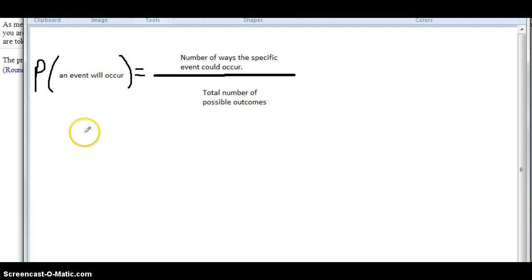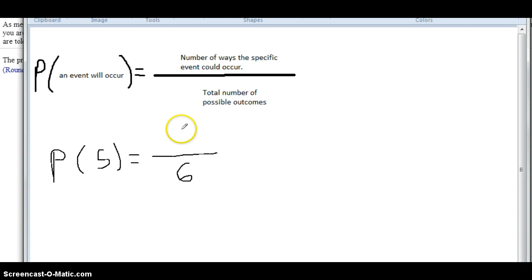So a quick example, what's the probability when you're rolling a dice that you get a 5? Well, there are 6 sides to a dice, so there are 6 possible outcomes. And the number of ways to get a 5 is just 1. There's one side that has a 5 on it, so you get 1 out of 6. Or if you're flipping a coin, what's the chances that you get heads? Well, how many sides to the coin are there? The total number of possible outcomes is 2. How many ways can you get heads? Well, just one of those sides is a head, so it's 1/2 or 1 out of 2.